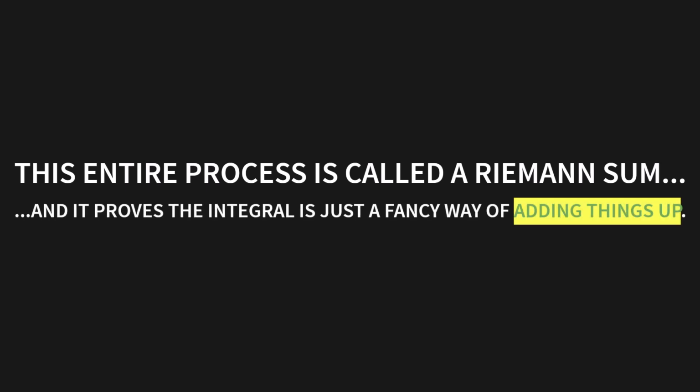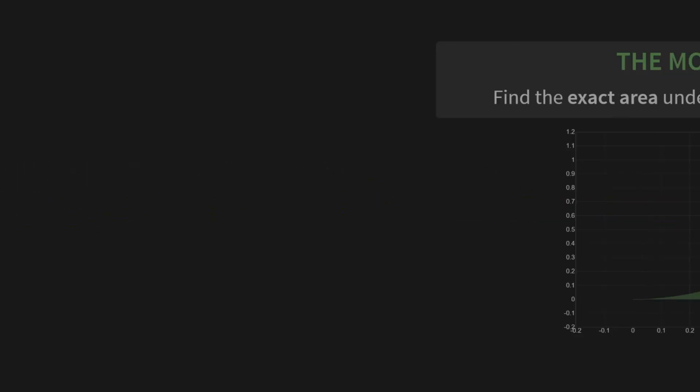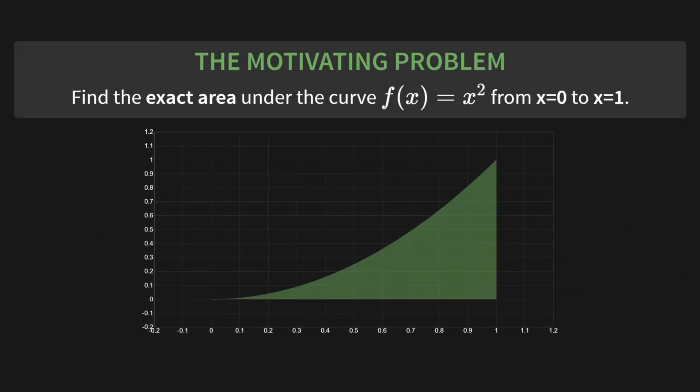Now, forget any complicated formulas you might have heard about for a moment. We are going to solve this with the most basic tool we have, a rectangle. This entire process is called a Riemann sum, and it proves the integral is just a fancy way of adding things up. Okay, here is the motivating problem, our mission. Find the exact area under the curve f of x equals x squared from x equals 0 to x equals 1.